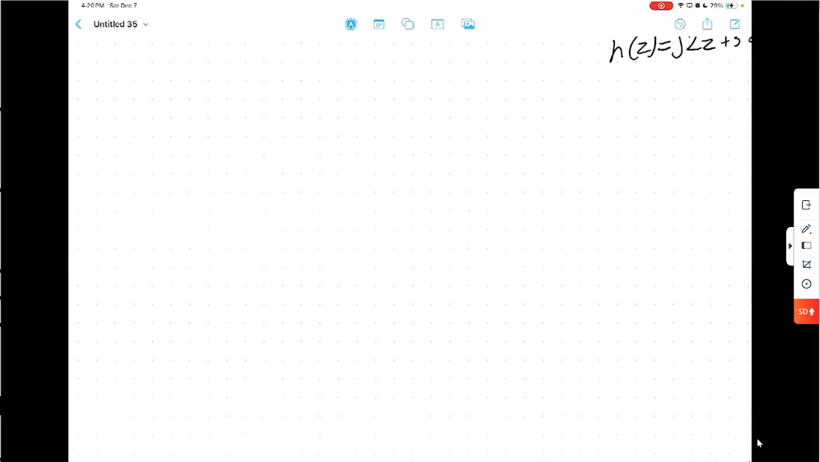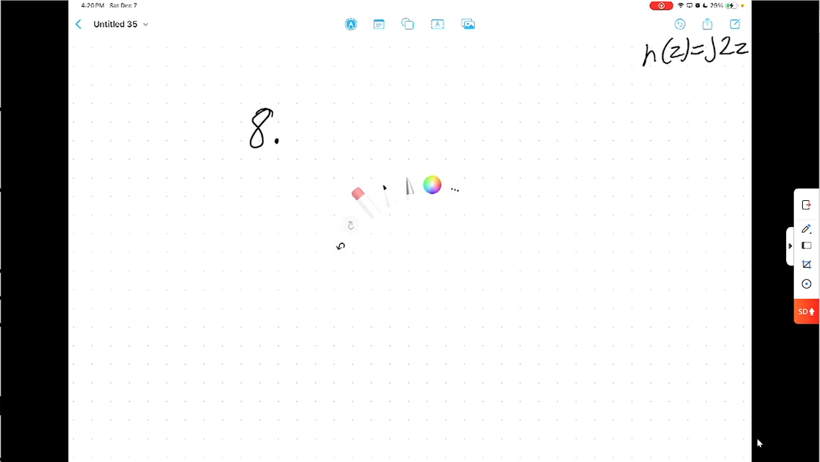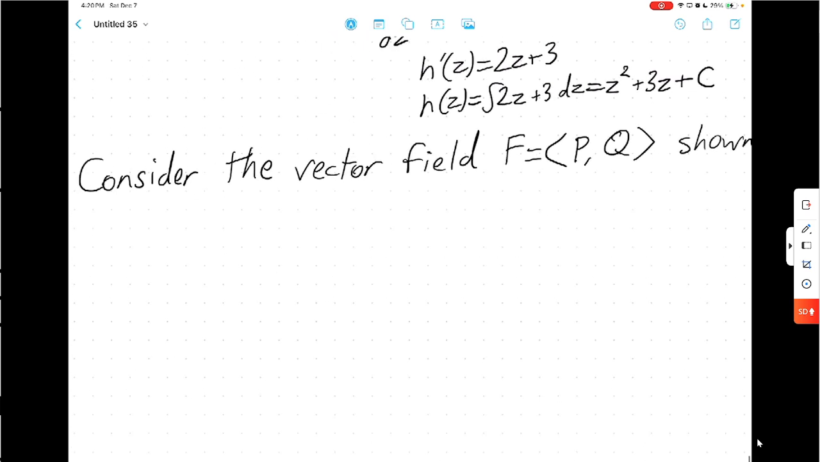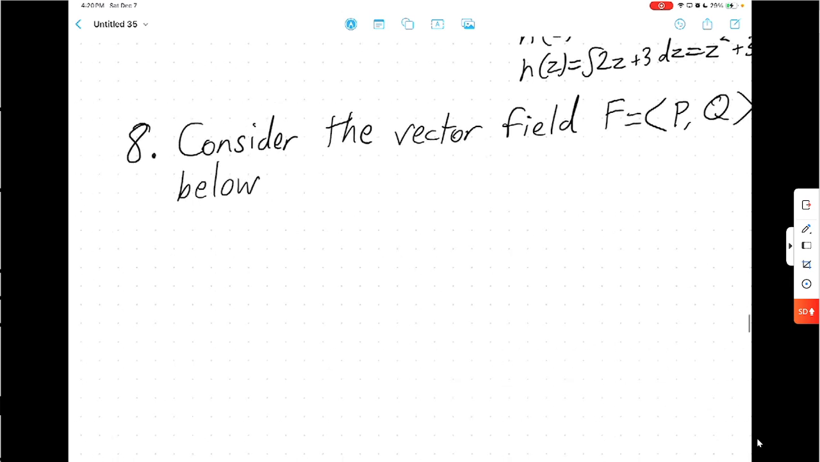Number 8. Okay, this one's a little bit of a weird question, because it gives us a graph for this vector field. So consider the vector field F equals P, Q, shown below. I'm actually going to just draw this in.